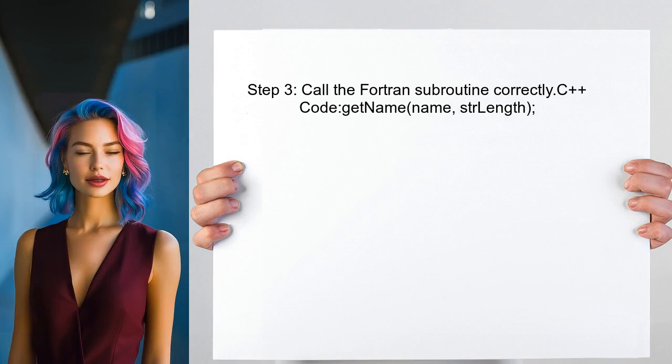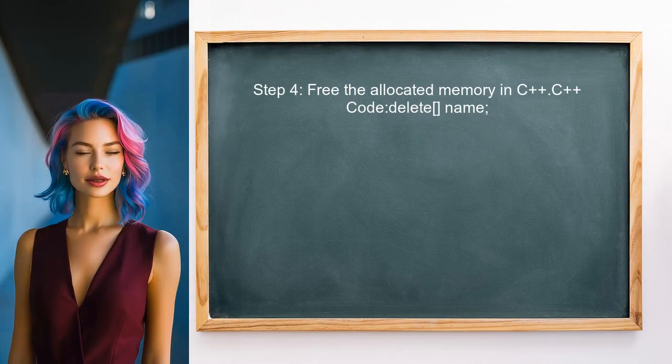After that, the user should ensure that the Fortran subroutine is called correctly from C++. This involves passing the allocated name variable and its length to the subroutine. Finally, the user should remember to free the allocated memory for the name variable in C++ after it is no longer needed to prevent memory leaks.